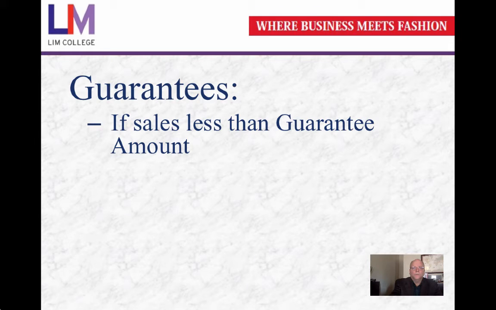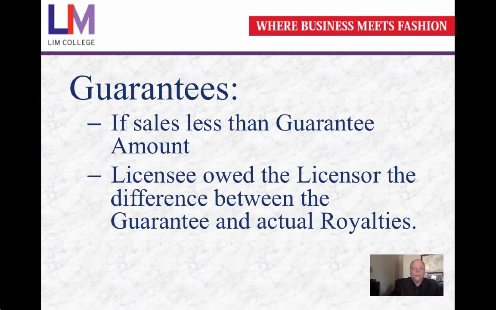If the sales are less than the guarantee amount, the licensee will owe the licensor the difference between the guarantee and the actual royalty. So on that scale of $100,000, if you only sold $90,000, you still have to pay that $10,000. Any questions on this?